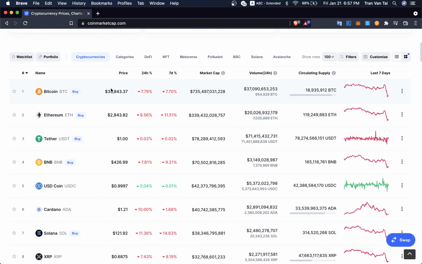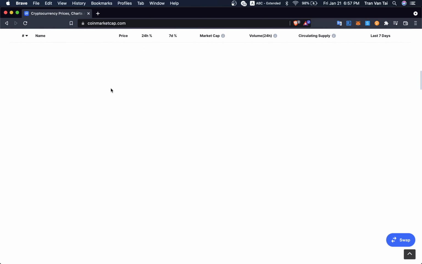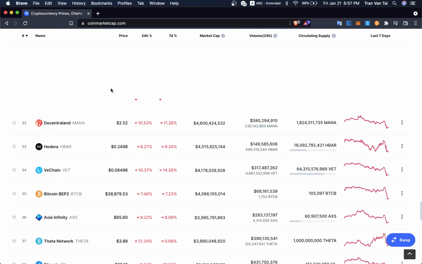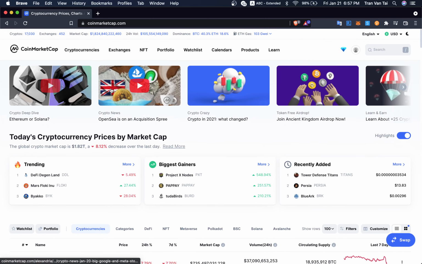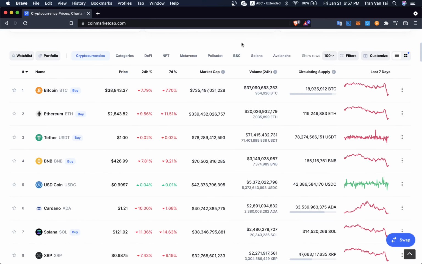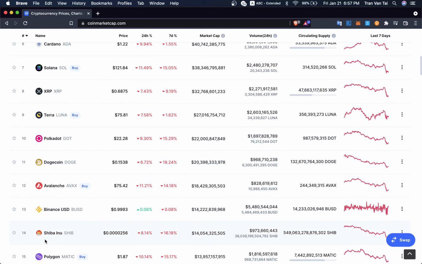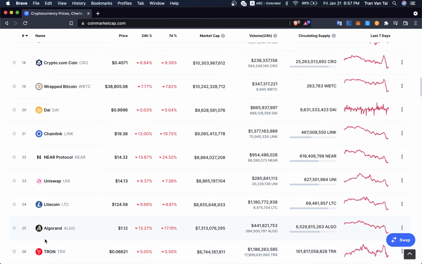Below you can see the list of tokens in the crypto market currently, but there are a lot, and so you can view the tokens by market cap in order here. First one is Bitcoin, and second one is Ethereum, Tether, BNB, USDC coin, Cardano. Many tokens below.